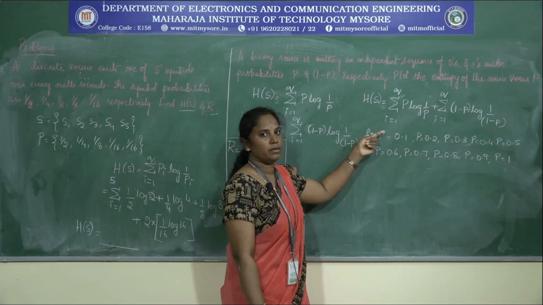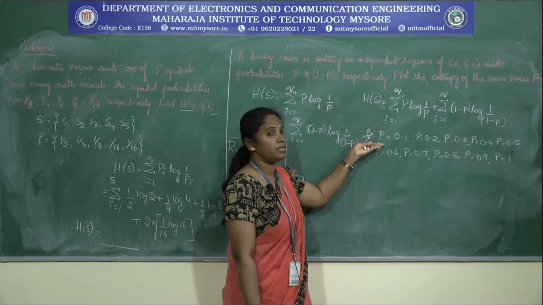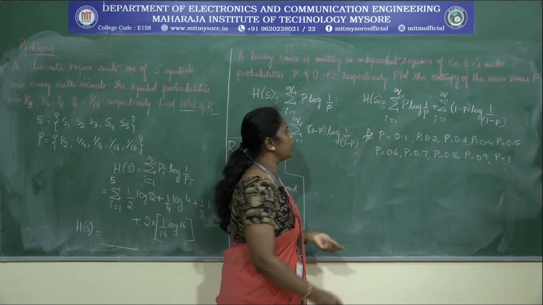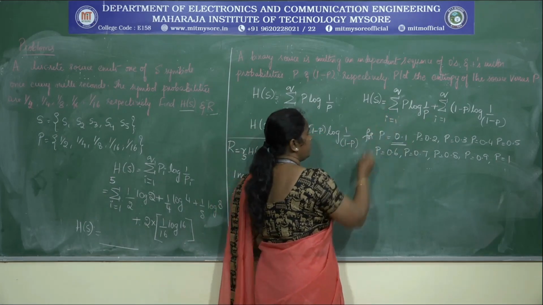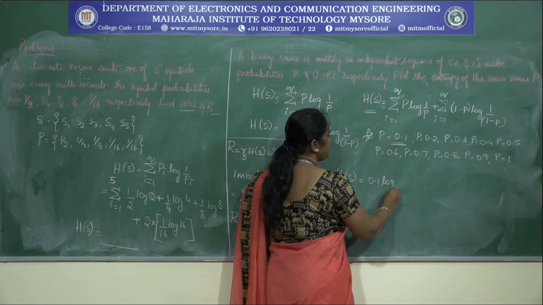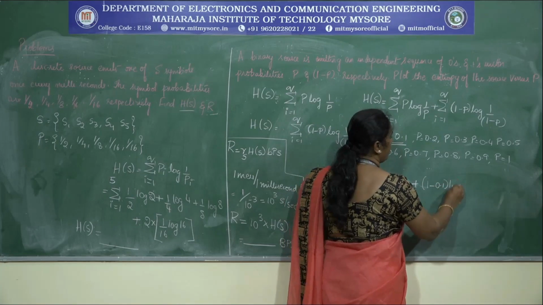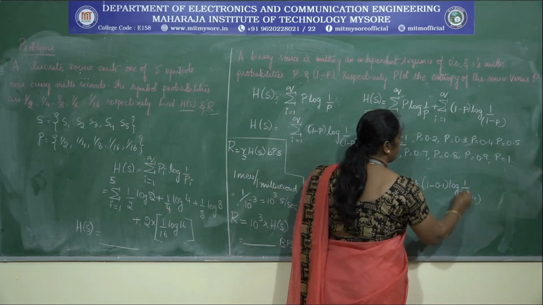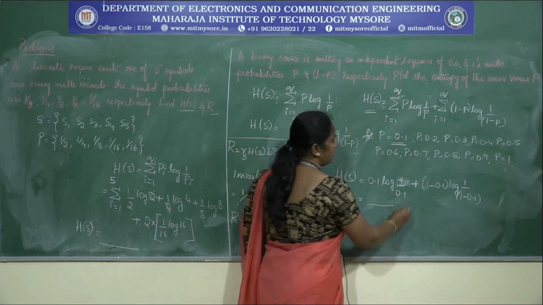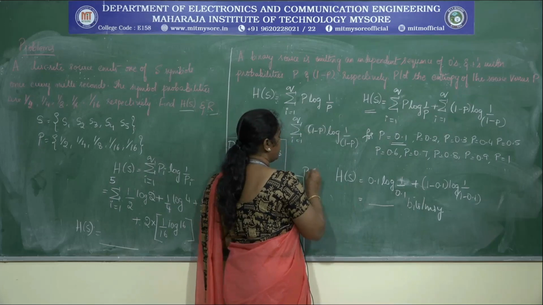If we consider P is equal to 0, then H of S will be equal to 0. That's why we have not considered P is equal to 0, and we have started from P is equal to 0.1. Now substitute P is equal to 0.1 in this equation. H of S will be equal to 0.1 log of 1 by 0.1 plus 1 minus 0.1 log of 1 by 1 minus 0.1. If you simplify this, you will be getting some H of S value, and the unit is bits per message symbol.